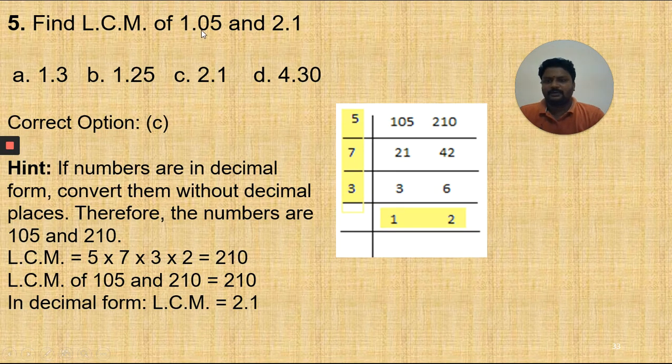Next, find the LCM of 1.05 and 2.1. Giving four options, using the division method, you also convert them without decimal places. Therefore, the numbers are 105 and 210. So find the LCM of the given 105 and 210, we get the answer 210. So in decimal form, the LCM is equal to 2.1. The decimal places are 1 and 2, so you can fix the point accordingly. 2.1 is the LCM of the given numbers.